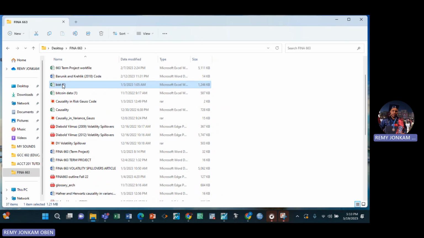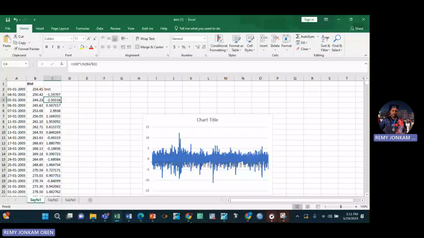Okay, this is the data we used when I took the volatility cost. Yes, current price divided by previous price. Okay, so I'll use this data. Let's use this data. I'll open Oxmetrics.